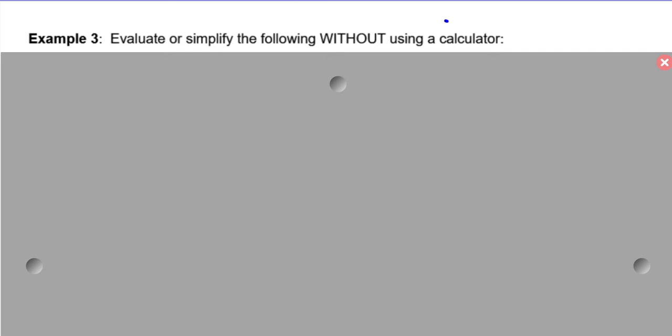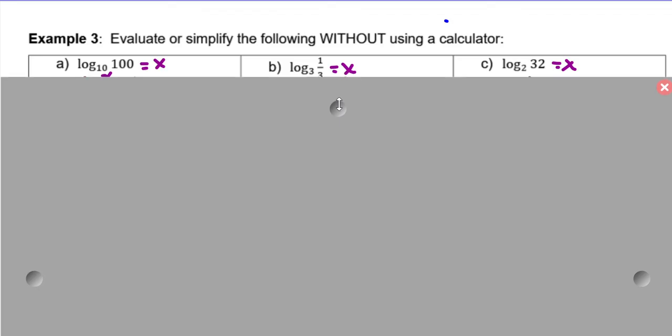Let's try some more examples. For the next example, example 3, we are going to evaluate or simplify the following without using a graphing calculator. I would like you to try examples A through D on your own by pausing the video now. My one suggestion is to set them all equal to x, and then convert these to exponential form and solve. Pause the video now to complete these questions.